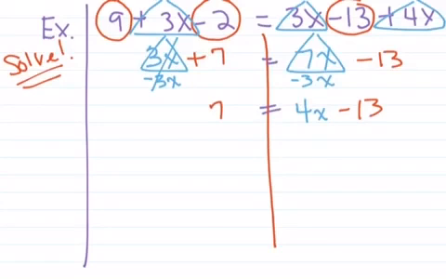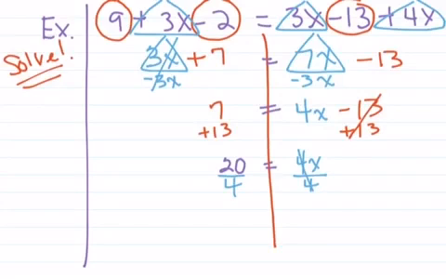And now I have a beautiful little two-step equation. Add 13 to both sides to create those zero pairs and to isolate my variable. Then what I have remaining is 4x equals 20, because 7 plus 13 is 20. Then I need to divide each side by my coefficient, which is positive 4. 4 divided by 4 is 1, x all by itself, and 20 divided by 4 is 5.